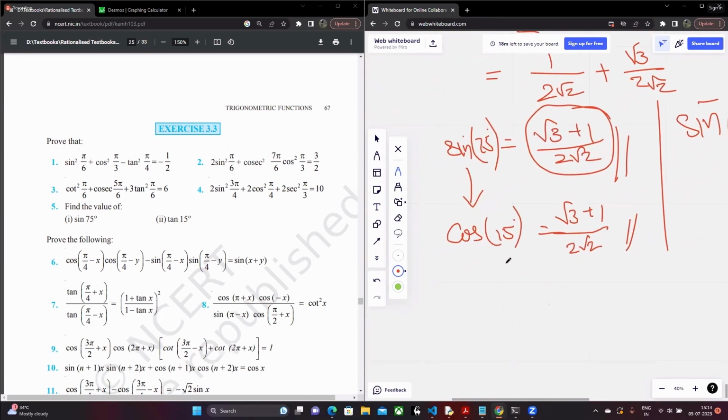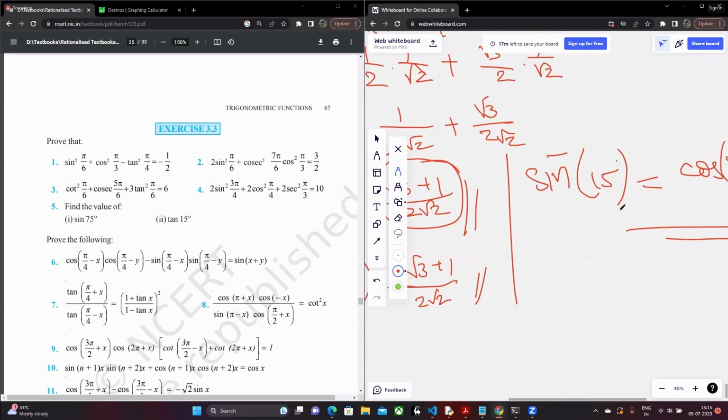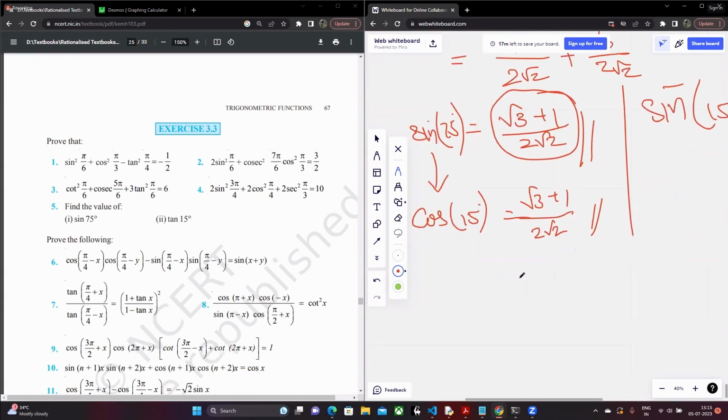You can do it that way. Or if you are much more confident, you can use the sine of a plus b formula or cos of a plus b formula to find out what this is going to be, because sine of 75 plus 15 is going to be sine 90. Using that also, you can get the values of sine 15 and sine 75. But yeah.